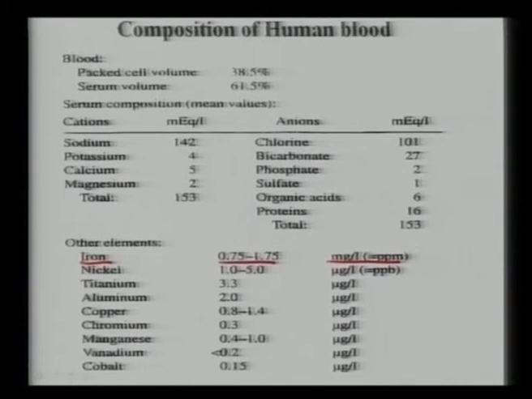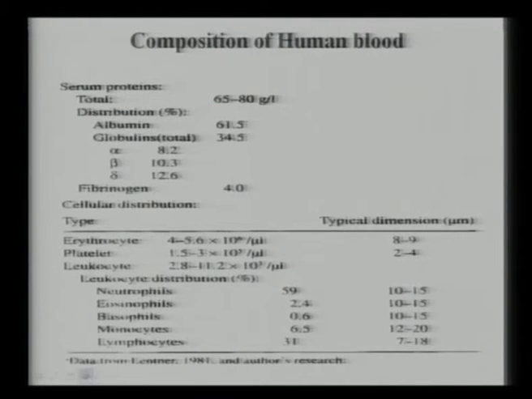It has different cations, sodium, potassium and so on. Sodium is around 142 level, chlorine is around 101 milliequivalents per liter, and it also has serum, which is around 61.5%. Total protein in the blood serum is around 65 to 80 grams per liter, of which albumin is 61.5% and globulins is 34.5%. So these are the different proteins available in the blood, and fibrinogen is also 4%.